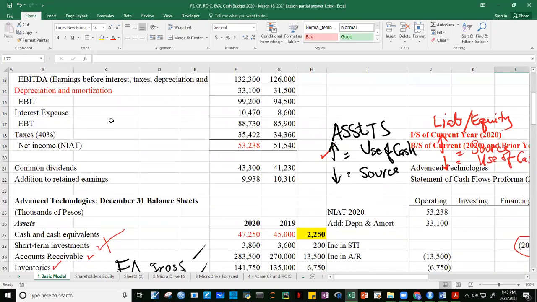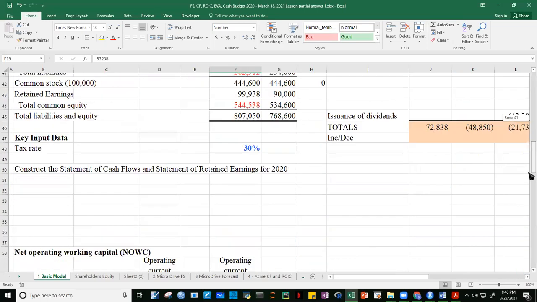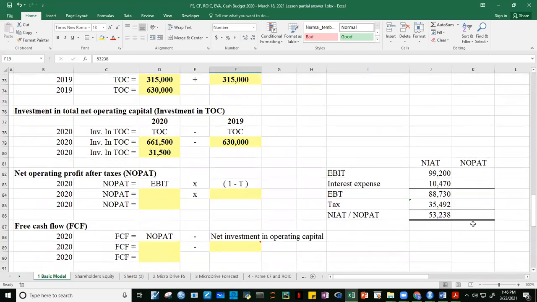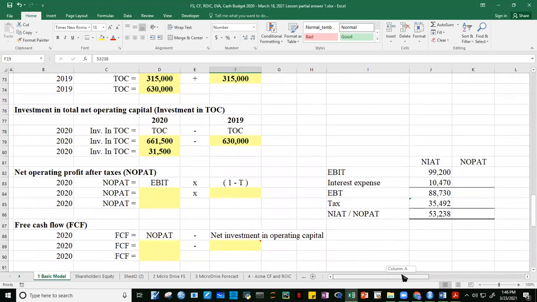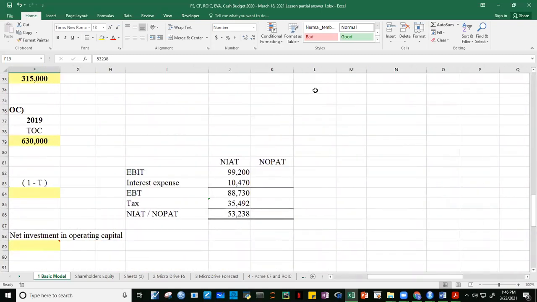So we started with EBIT, your earnings before interest and taxes, less interest to generate our earnings before tax, less tax, and we're using here 40%, although this is no longer accurate. It should be 30% now. And then we have your net income after tax. Okay, any questions with net income after tax? Please chat, guys, if it's clear.